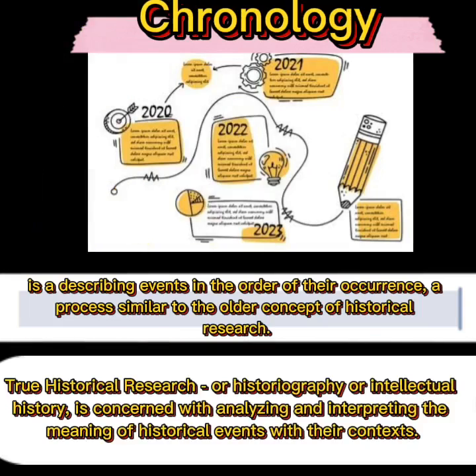It may be useful at this point to distinguish true historical research from chronology. Chronology is describing events in the order of their occurrence, a process similar to the older concept of historical research, while true historical research, or historiography or intellectual history, is concerned with analyzing and interpreting the meaning of historical events within their context. It is the process by which the researcher reaches a conclusion as to the probable truth of an event in the past by studying objects available for observation in the present.